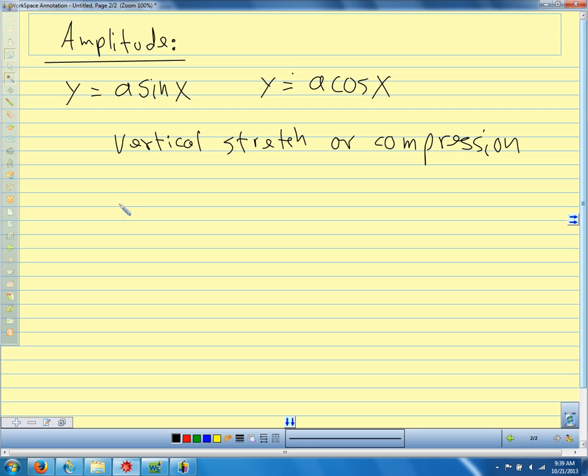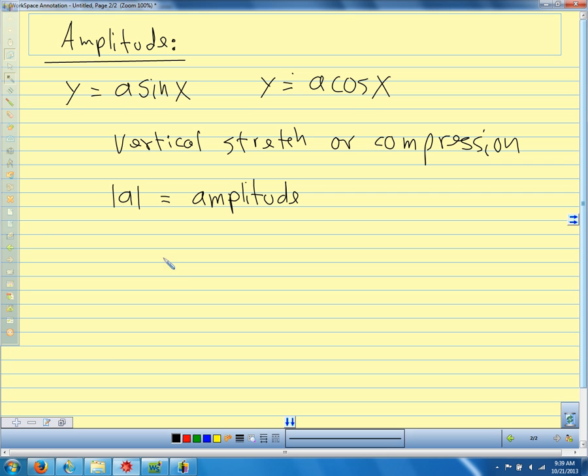We call the absolute value of a the amplitude. That's the amplitude of our function. And what the amplitude tells us is how far above and below, I'm going to say the equilibrium point, because we'll start shifting our function up and down, so it's not going to be above and below the x-axis, it's going to be above the equilibrium point. That tells us how far above the equilibrium point our graph goes.